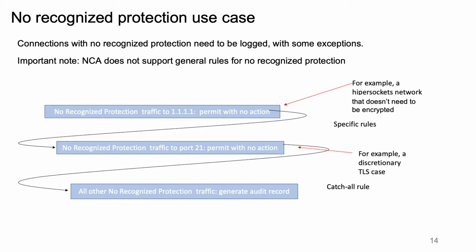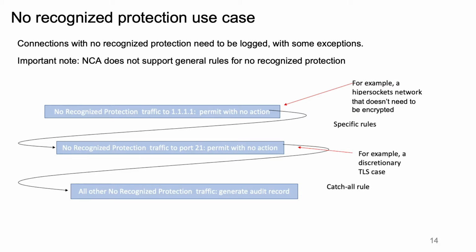This slide shows how a customer might handle connections with no recognized protection. These may be in the clear, but if they're using application level encryption, ZERT will not be able to recognize that protection either. NCA does not support general rules for no recognized protection because these connections do not have any encryption characteristics to examine. NCA only supports specific rules and catch-all rules for these connections.